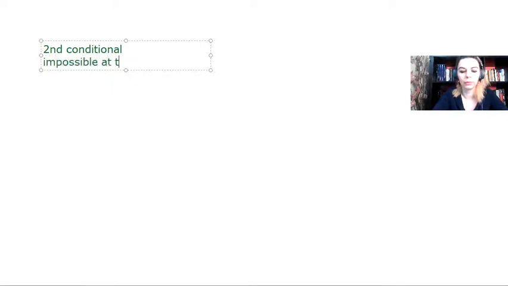Now, the second conditional is used in order to talk about something impossible at the present moment or in the future.